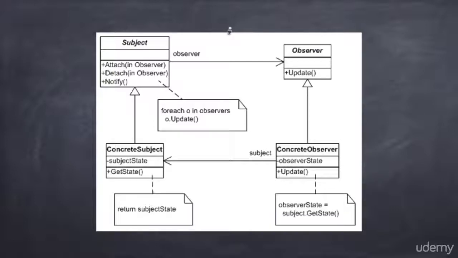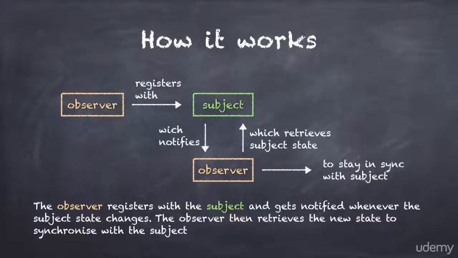So, here's how the complete sequence works. Any observer that wants to be notified registers itself with the subject by calling the attach method. When the subject changes, it will call the update method on all attached observers. Each observer will then call the getState method to retrieve the new state and store it in the object state field. This sequence ensures that all object state fields stay in sync with the subject state field.